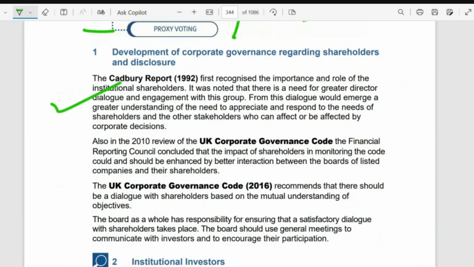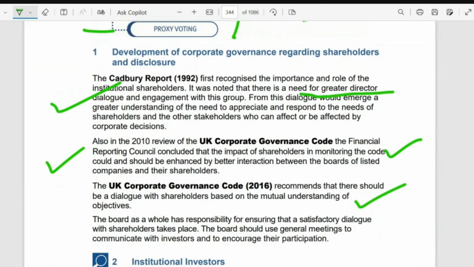The Cadbury Report of 1992 recognized the importance of the role of the institutional shareholder and noted that there is a need for greater dialogue with directors, engaging the group. These are points which are required to be highlighted. The 2010 review of the UK Corporate Governance Code of Financial Reporting, and then in 2016, commented that there should be a dialogue with the shareholder, used as a mutual understanding of the objectives.